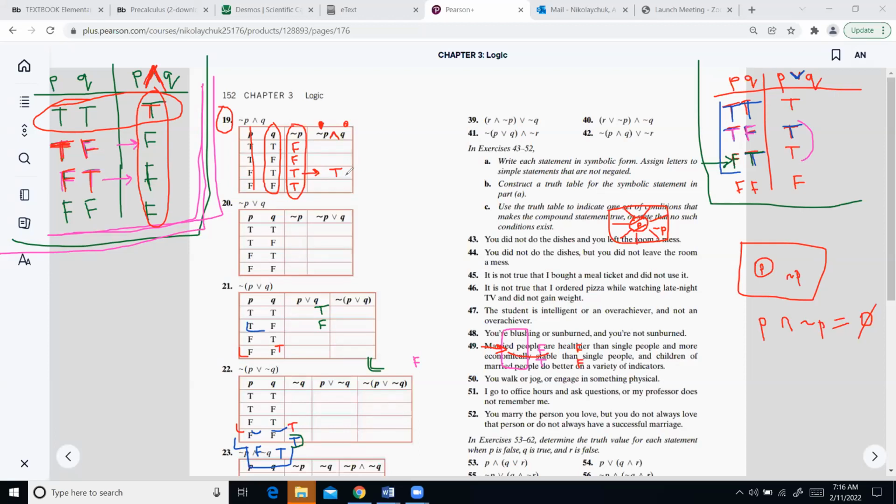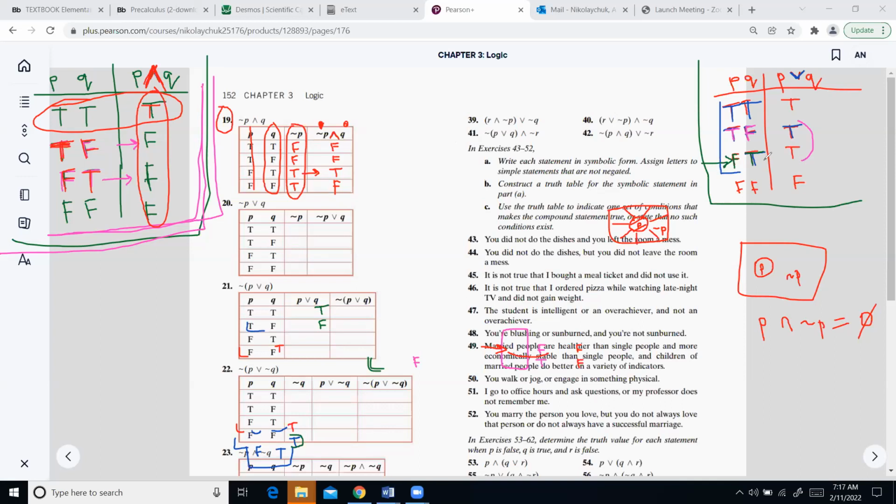Everything else has one F or two Fs. So everything else will be false. And this is it. So we got the answer. Everything else is false. So we use tables one step at a time. That's the point of the story.